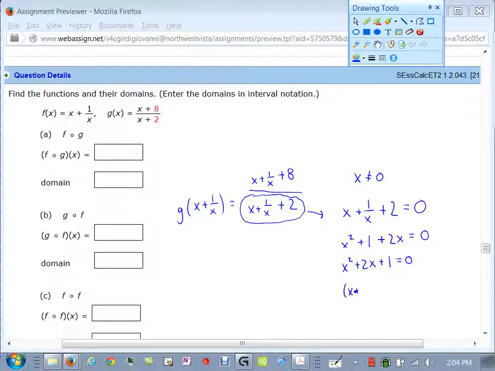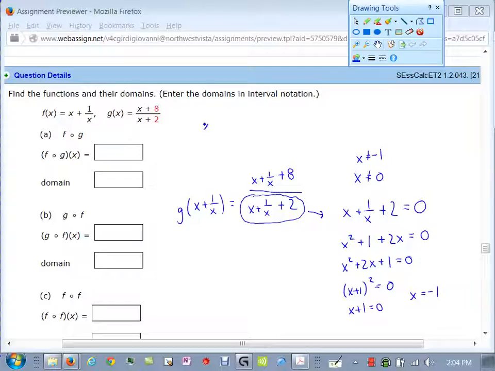But that factors: x plus 1 times x plus 1 equals 0. So take the square root of both sides, which means x is equal to -1. So if x is -1, I appear to have a problem also. So x cannot be -1. Let's just look at it.